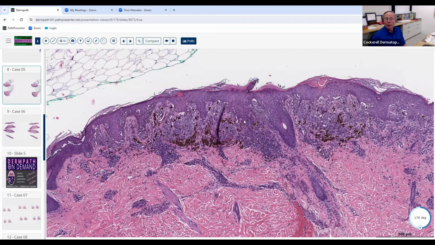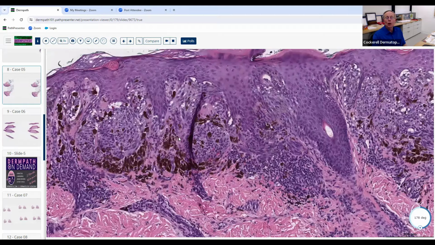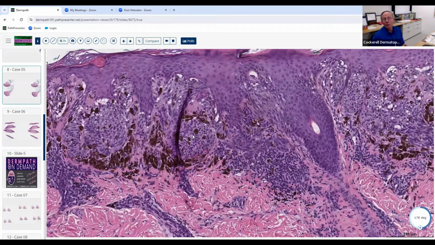BAP1 mutated nevi, where you get these very large cells, and there's a loss of BAP1 in those lesions. If it's a germline BAP1 mutation, that can be associated with melanoma, especially ocular melanoma. But if it's a somatic mutation, it's not really associated with melanoma, but it's something that can be seen, and it can be very atypical, and the cells are usually quite large.